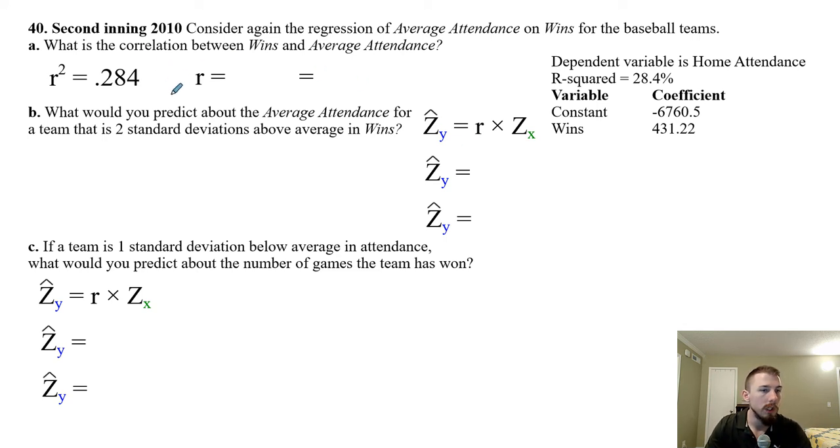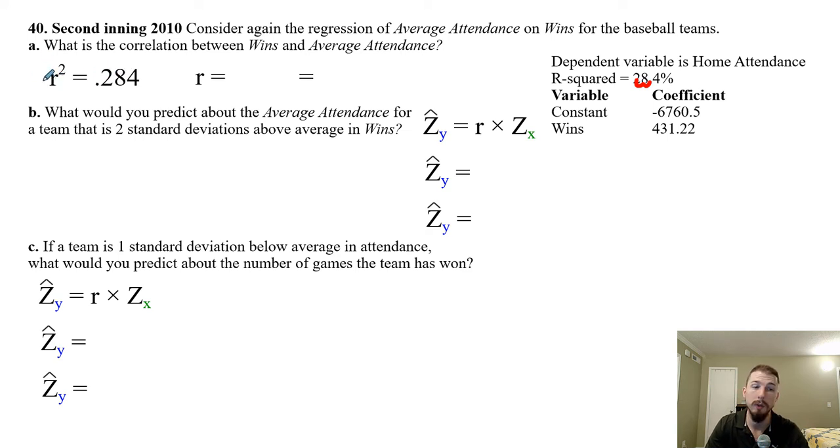All right, 42nd inning. Consider again the regression of the average attendance on wins for the baseball teams. What is the correlation of wins and average attendance? Okay, so if they give us the R squared, the correlation is a part of that as well. So what we're going to do is change the R squared to a decimal from the percentage. So just move the decimal over twice. That is really important before you take the square root, okay?